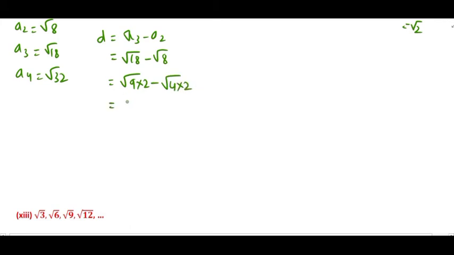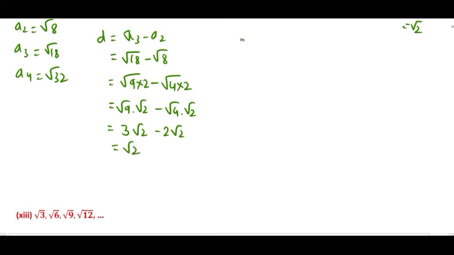See here, root 9 can be split into root 9 into root 2, and this can be split into root 4 into root 2. Already you know root 9 is 3, and root 4 is 2, so 3 root 2 and 2 root 2. See, when I subtract 3 root 2 minus 2 root 2, what happens? Again, I am getting root 2.